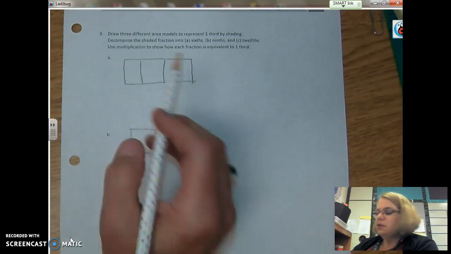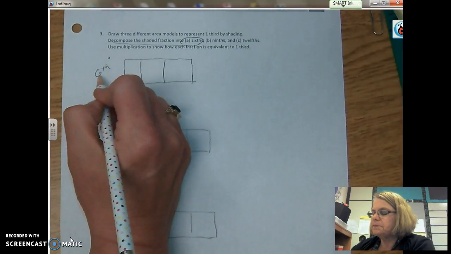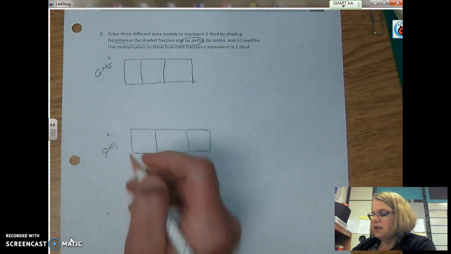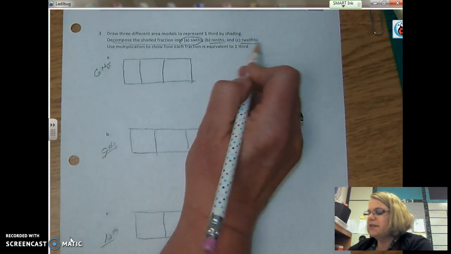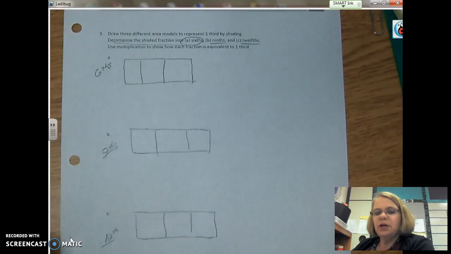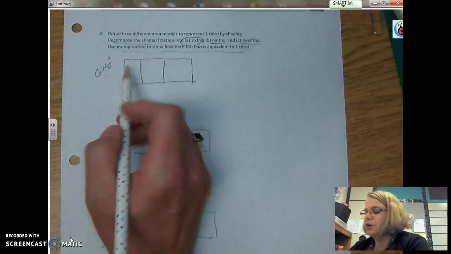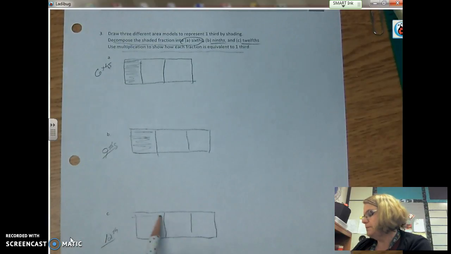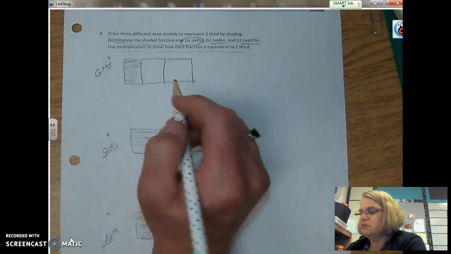Alright, so the first one on A, we're going to decompose A into 6ths. Okay. B, we're going to decompose it into 9ths. And C, we're going to decompose it into 12ths. Because that's what the directions say. And then we're going to use multiplication to show how each fraction is equivalent to 1/3. So first we're shading a third in each one. Your exit ticket tomorrow is very similar to this, but it's fourths, not thirds.